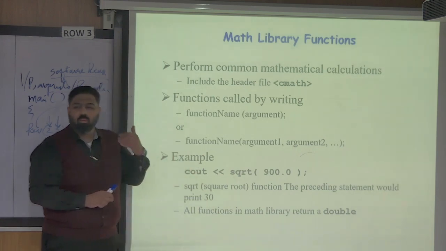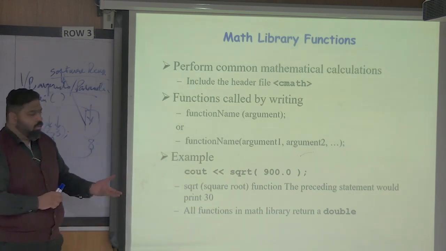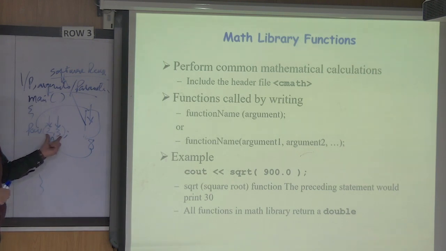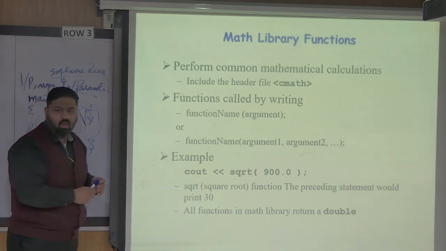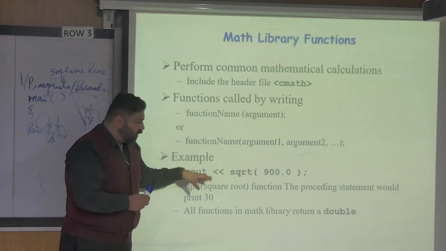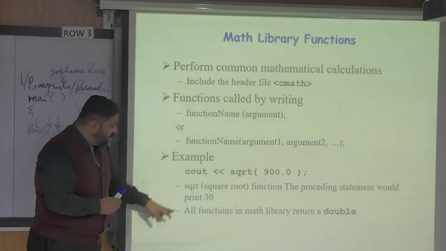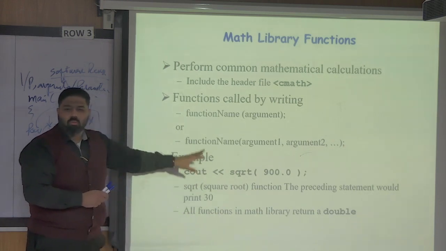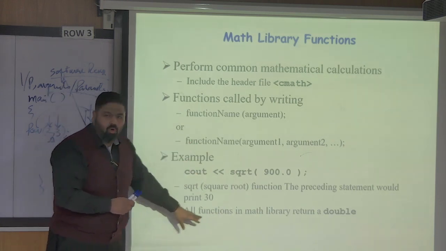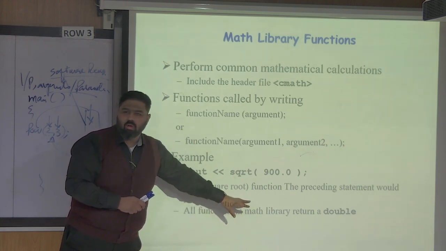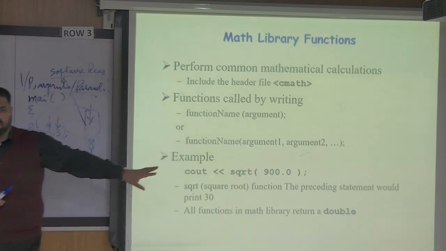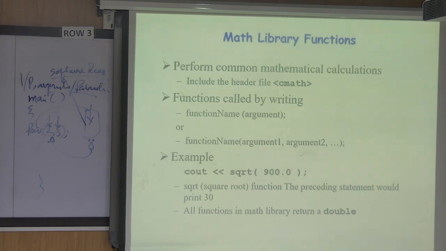Outside world information to the defining function. Means, for the power function, two or three pieces of information have to be given to process. There are some last points, a warning from last time. So for the square root function, the preceding statement would be print 30. And whatever the maths library outputs, it outputs in the double data type.